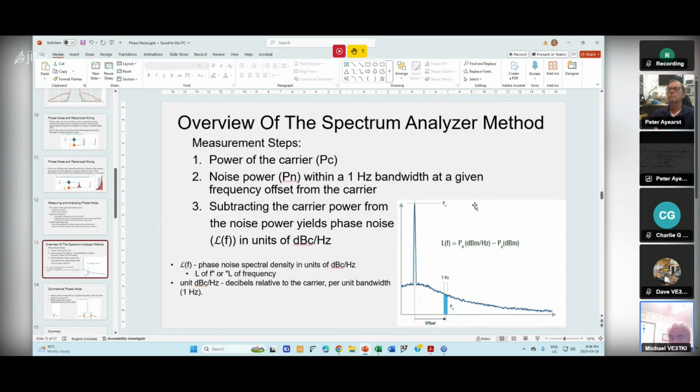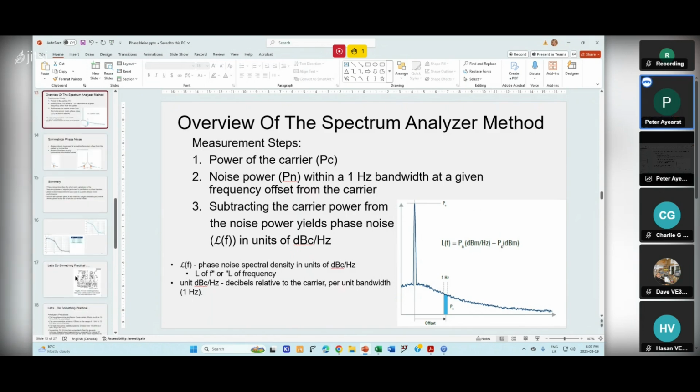I guess if you took the graph here and sort of integrated all the noise under the curve that's going down and to the right, that would be the average noise, the white noise. Well, no, this is strictly phase noise. This wouldn't be the white noise.